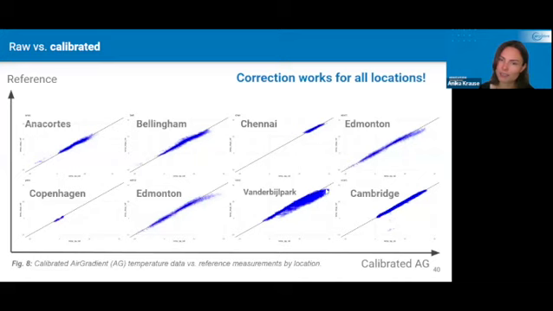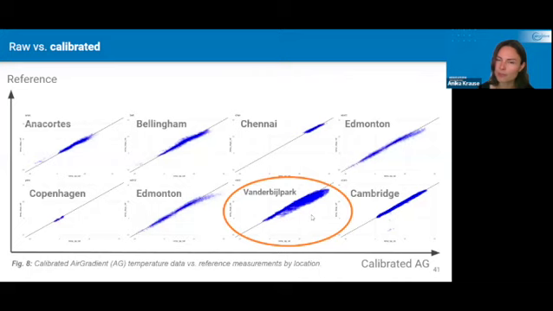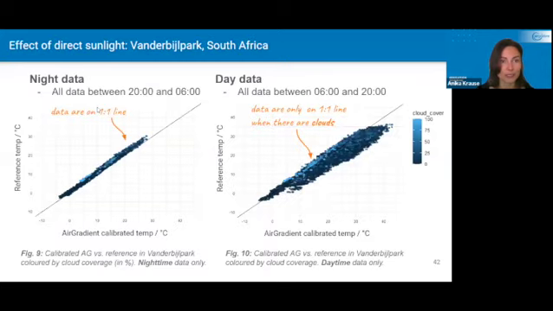But then I noticed this one location here, Van der Bell Park, which looks quite different to all of these other ones, because the width of the points or of the line is much wider than in the others. So let's have a closer look at Van der Bell Park, which is in South Africa. So let's have a little excursion to South Africa.